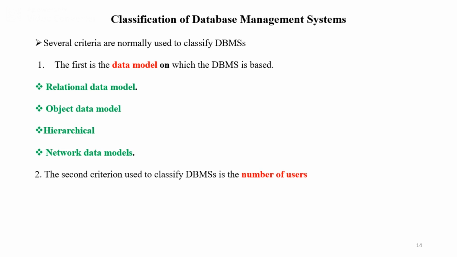For the second criteria, we have classified DBMS based on the number of users. There are basically two types of users: one is single user and the second is multi-user. Single user is where the system supports only one user and is mostly used with PCs. The second is multi-user, which most DBMS software supports, like how we do client and server connectivity. Multi-user transactions or multi-user communications take place under this second criteria.